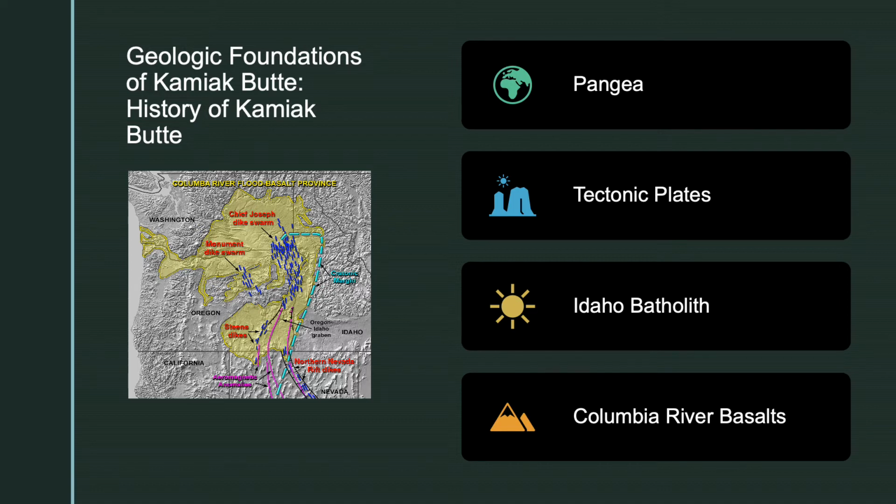Another major attributor to the uniqueness of Kamiak Butte is the Columbia River basalt flood. This basalt flood covered around 130,000 square miles all across eastern Washington and parts of Oregon and Idaho.